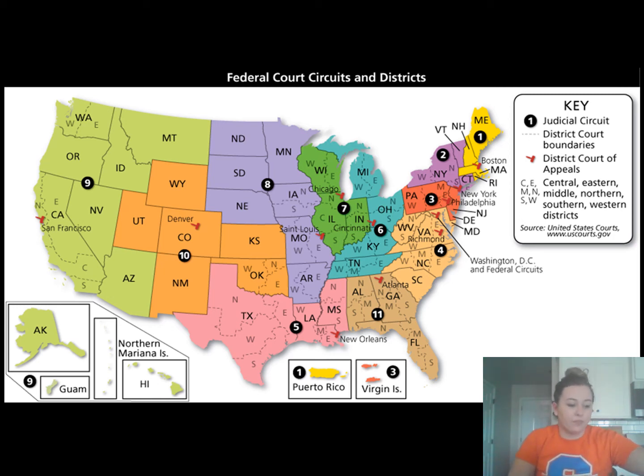Now, jurisdiction is basically your ability to hear and decide a case. So district courts have original jurisdiction. That means they're the first to hear the case in more than 80% of cases within the federal court system.